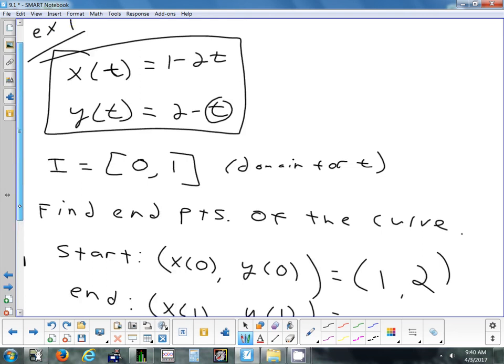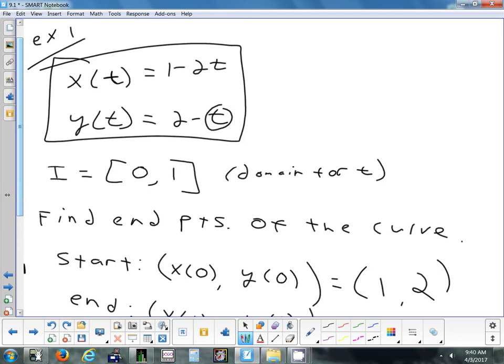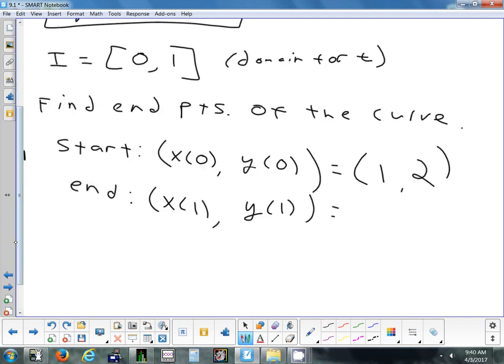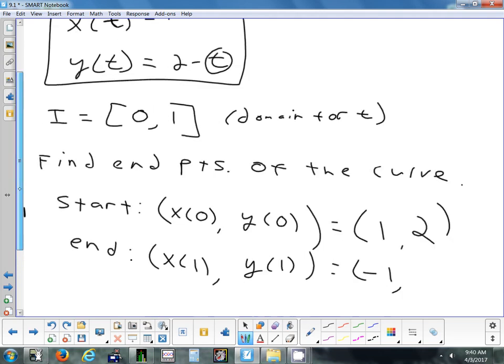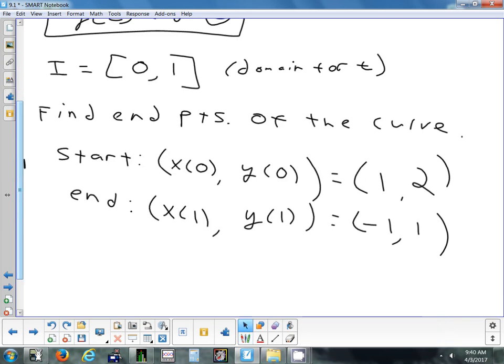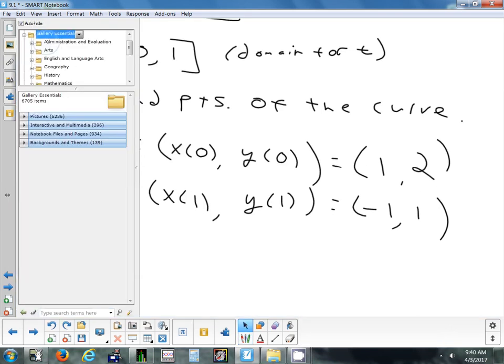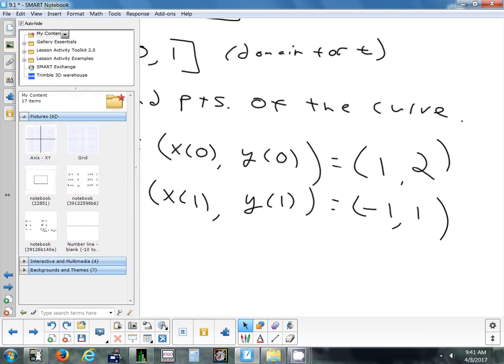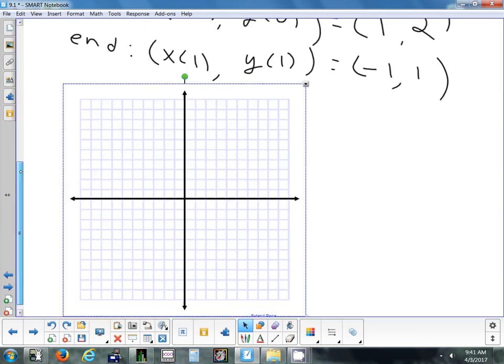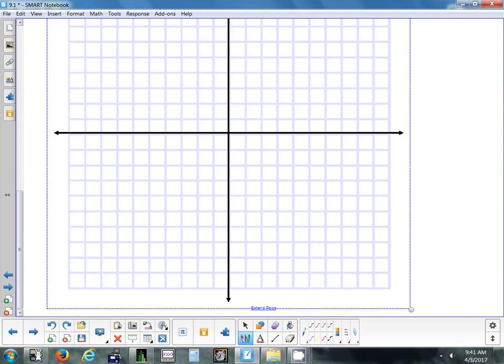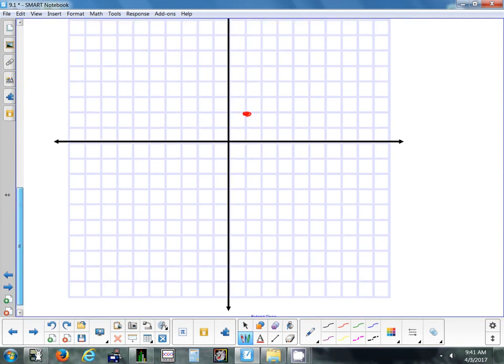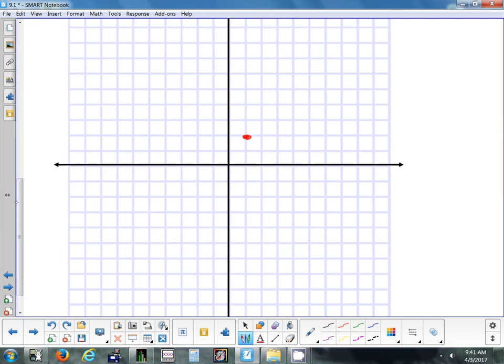Now the end point. What if you plug 1 in for t in the x formula? Yep, -1. And what if you plug 1 in for t in the y formula? 1. All right, so what I know right now is I have a start point at 1, 2, and an end point at -1, 1. What I don't know is how it's going to connect to those points.